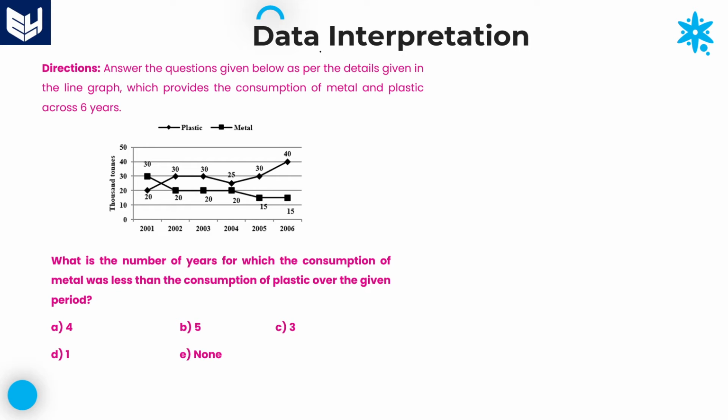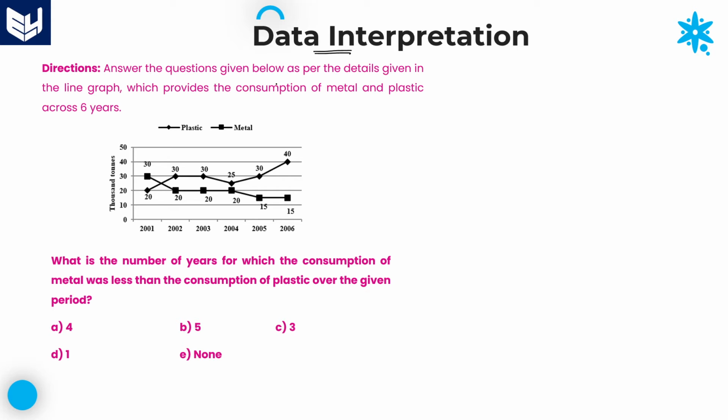In this session, I am continuing line graph data interpretation. Here I am going to explain line graph data interpretation. First of all, we need to read the information carefully and then solve the questions according to the given information. First of all, read the information carefully.